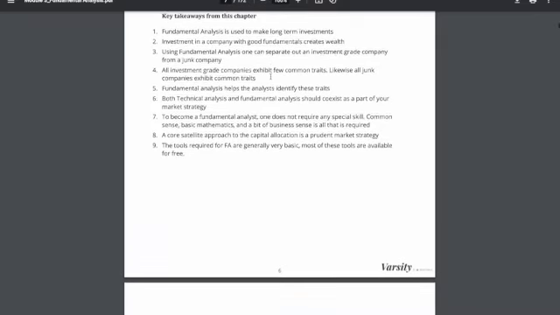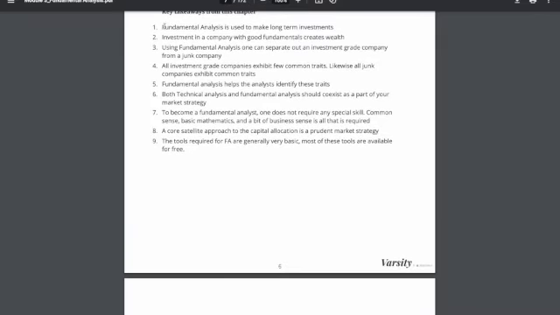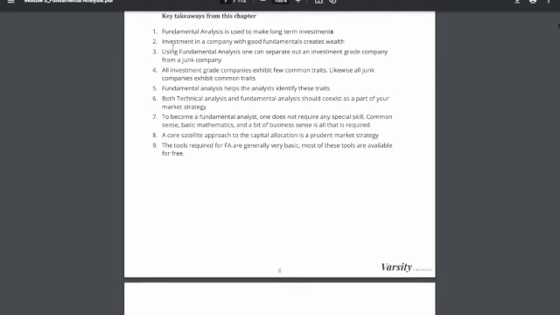So the key takeaways from this chapter: fundamental analysis is used to make long-term investments. Investors typically utilize fundamental analysis to prove to themselves and other colleagues that, hey, company A is better than company B with respect to that industry because of certain conditions found on an investment financial statement or balance sheet or their free cash flow.